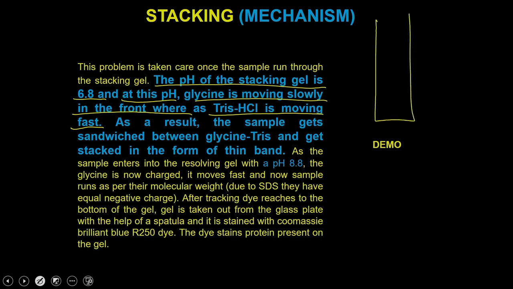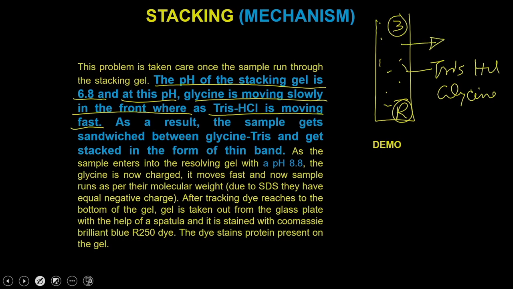So you can imagine that you have this well where this is sample number 3 and this is sample number R, which are very far away, but these samples are present in a buffer which has a composition of TRIS-HCl and glycine. And the pH of this gel is 6.8, which is the pH of the stacking gel. So at 6.8, the glycine has a very, very low electrophoretic mobility. Because of that, there will be a blockage of glycine in the front. So you have glycine molecules sitting in the front, and then you have the TRIS molecules present from the top.